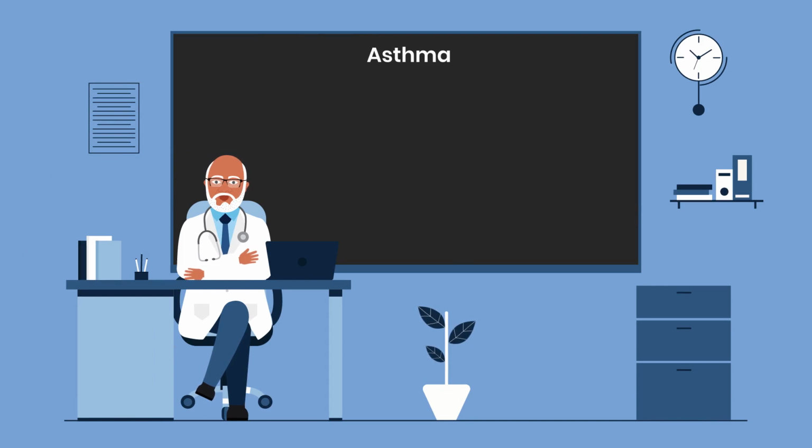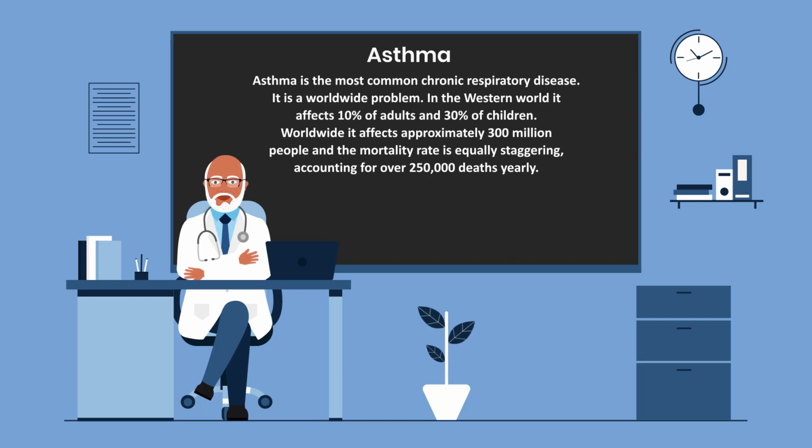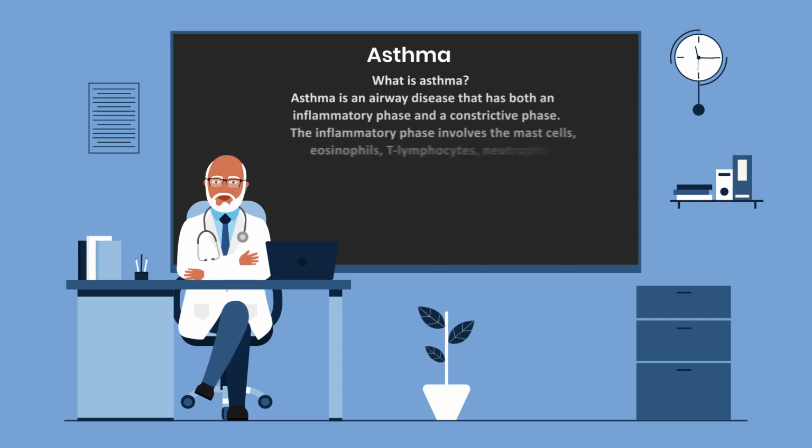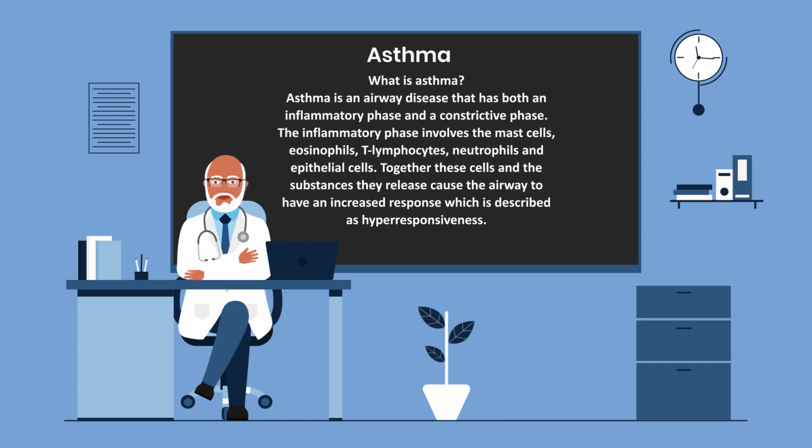Today, I want to talk with you about asthma. Asthma is the most common chronic respiratory disease. It's a worldwide problem. In the Western world, it affects 10% of adults and 30% of children. Worldwide, it affects approximately 300 million people, and the mortality rate is equally staggering, accounting for over 250,000 deaths yearly. So the question is, what is asthma?